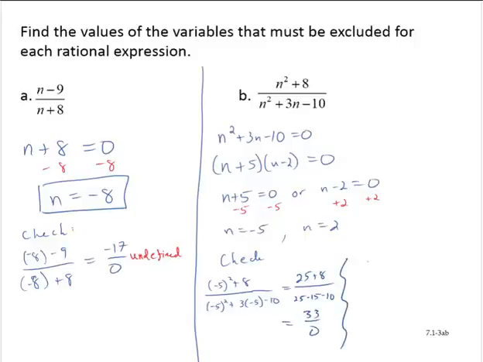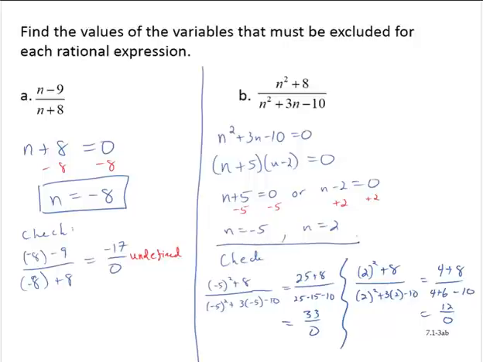And checking n equals 2, we would have 2 squared plus 8 over 2 squared plus 3 times 2 minus 10. So that's 4 plus 8 over 4 plus 6 minus 10, which is 12 over 0, again undefined when n equals 2. So we must exclude -5 and 2 from this expression.